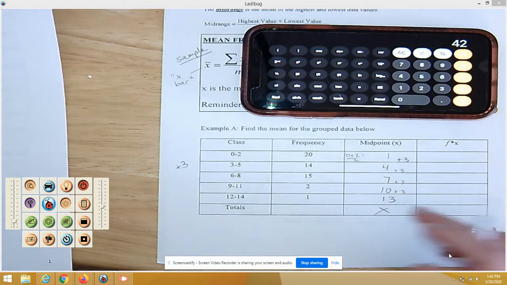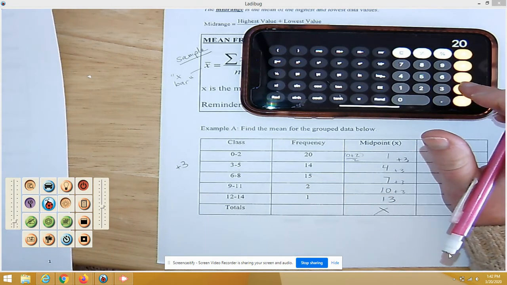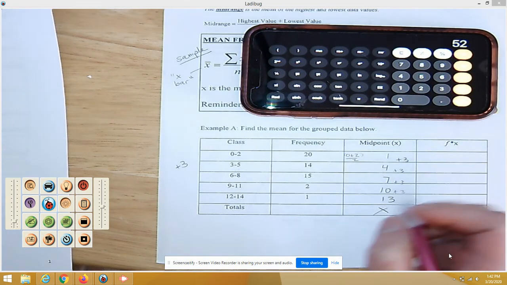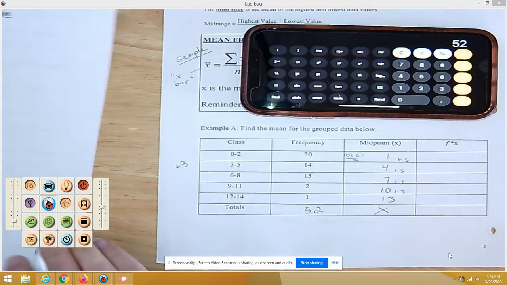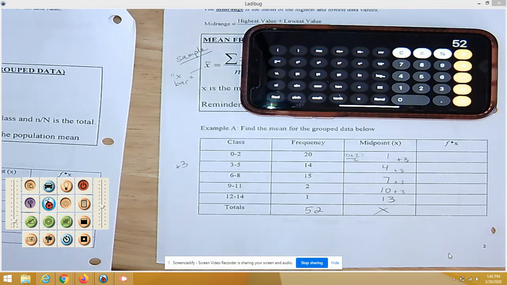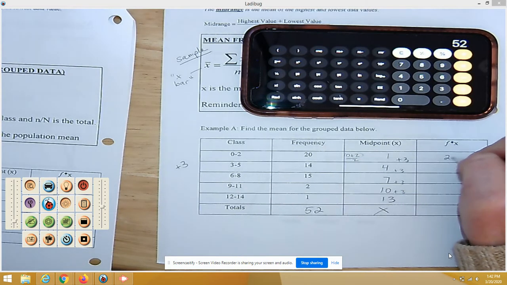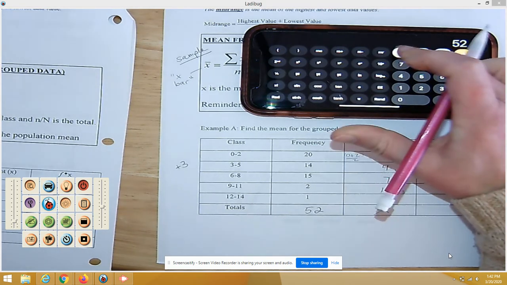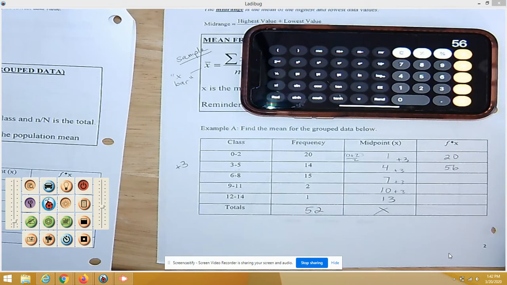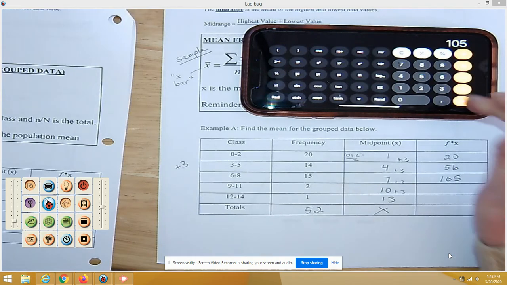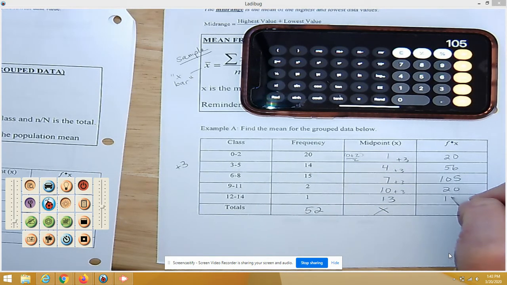All right, anyway, I'm going to add my frequencies up. So I have 20 plus 14 plus 15 plus 2 plus 1, and I get 52 as my total frequency. Then the next thing I'm going to do is multiply 20 times 1, and I get 20, and then 14 times 4 to get 56. 15 times 7, and I get 105. 2 times 10 is 20, and 1 times 13 is 13.